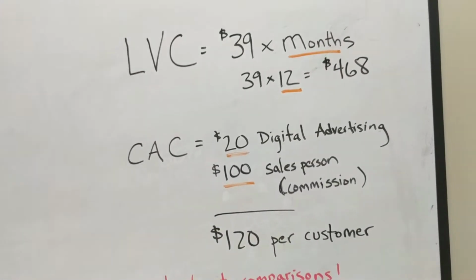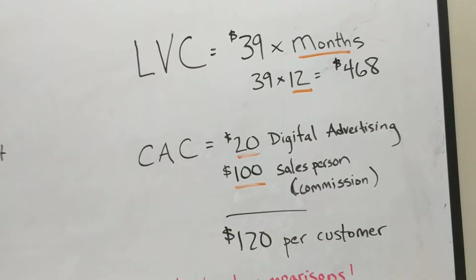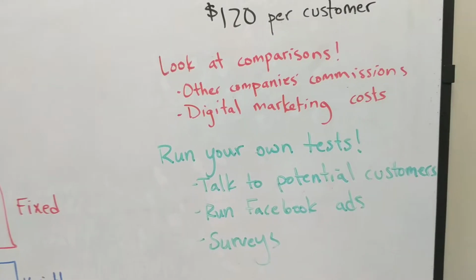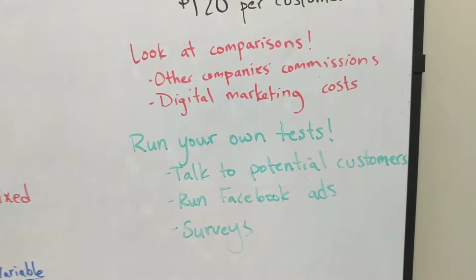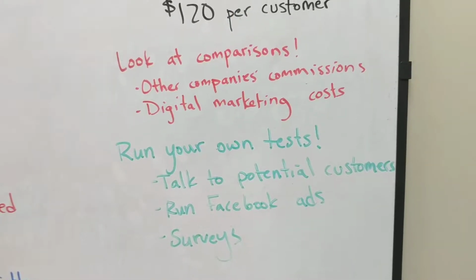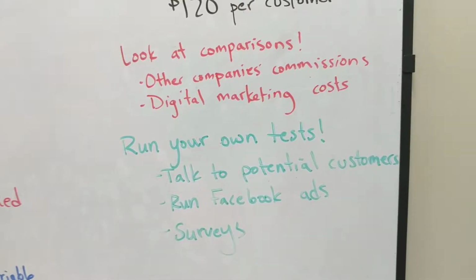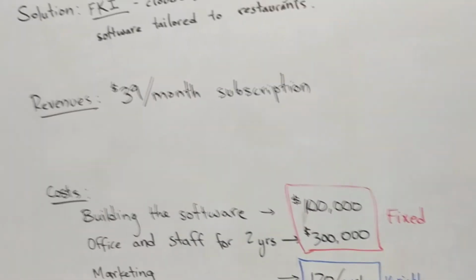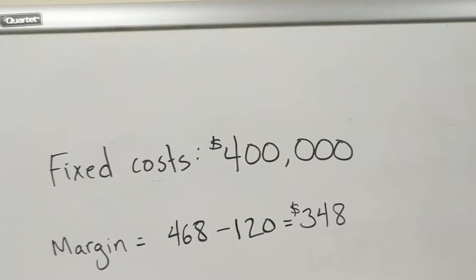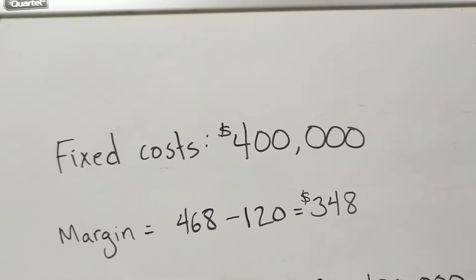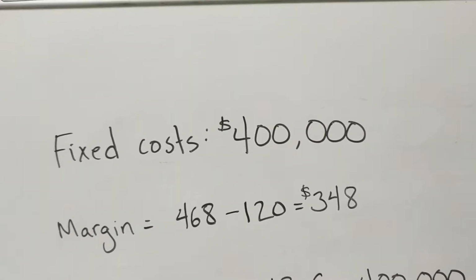Now remember, I expect you all to do the calculations, but really the differentiator is going to be how you calculate or estimate your assumptions. So look at comparisons, run your own tests, all those things we've talked about lots of times. Okay, so now let's go over. Remember, we just said fixed costs are $400,000. And let's calculate our margins.